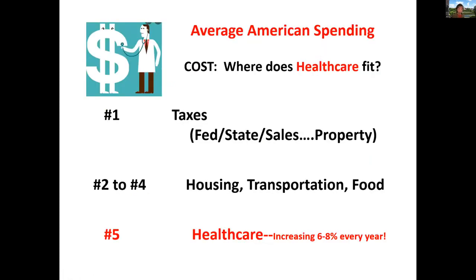So back to where we were, where does healthcare fit in this? Number one in our spending is taxes: federal tax, state tax, sales tax, and I've thrown in property tax. That's number one. Number two through four in our spending is housing, that's our rent and mortgage, transportation, cars, gas, maintenance, insurance, and then food, and I'll include in there both in-home and away. And number five is right up there and increasing at a run rate of 6 to 8% a year.